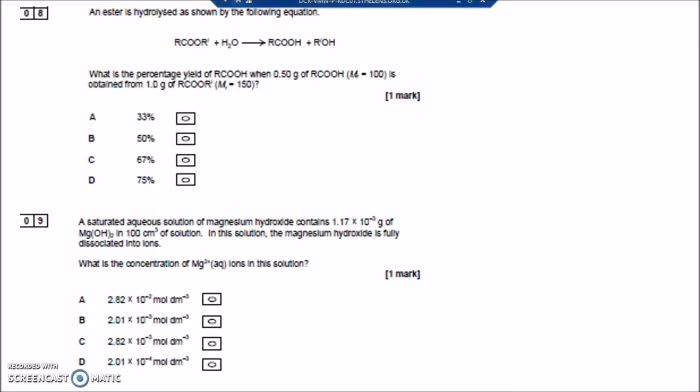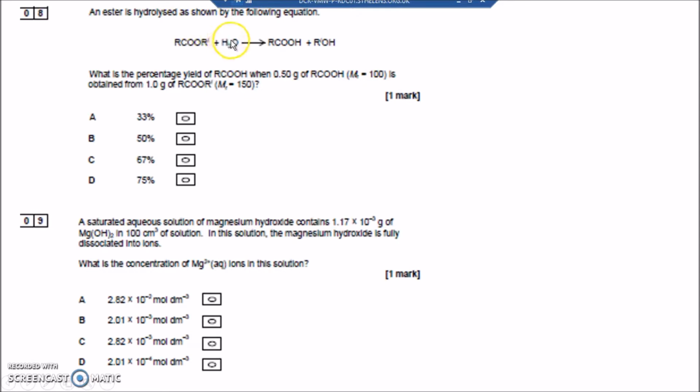Question number 8. An ester is hydrolyzed as shown by the following equation. So you've got an ester with a COO, a carbon to oxygen double bond and then an O, and you've got a water molecule making a carboxylic acid and an alcohol. It's the opposite of putting an alcohol and a carboxylic acid together and making water in a condensation reaction using a little bit of an acid catalyst. This time you're doing the opposite. You've got the ester, and now you're breaking it up, a process called hydrolyzing.